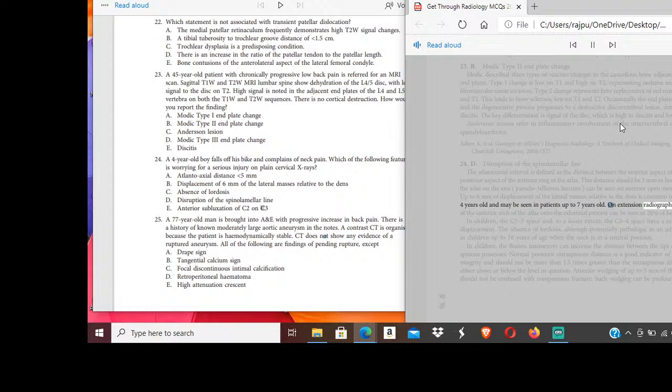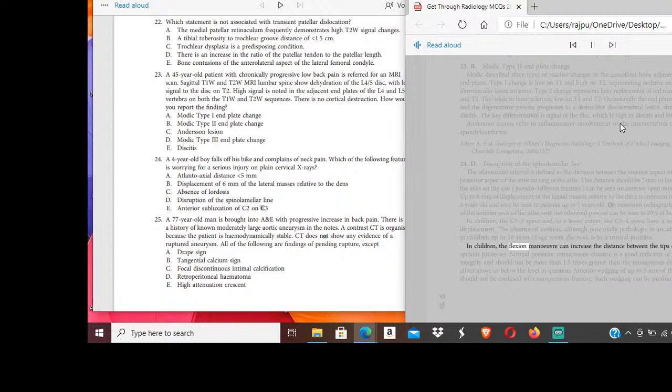On extension radiographs, overriding of the anterior arch of the atlas onto the odontoid process can be seen in 20% of healthy children. In children, the C2-3 space and, to a lesser extent, the C3-4 space have a normal physiologic displacement. The absence of lordosis, although potentially pathologic in an adult, can be seen in children up to 16 years of age when the neck is in a neutral position.